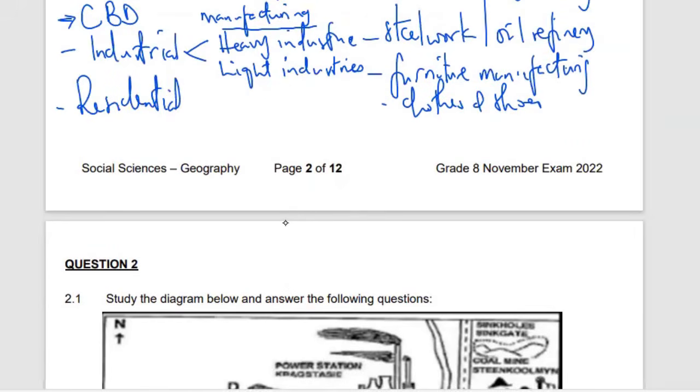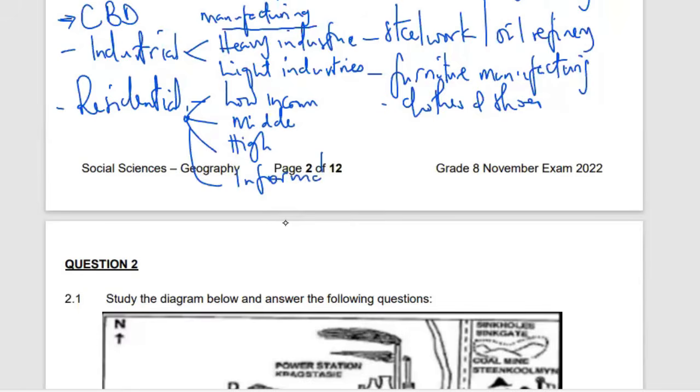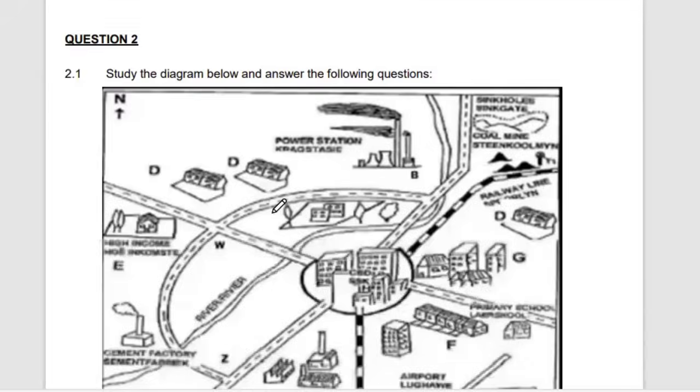And we said our residential land use zone is a zone for the residents of the urban area, which means people staying in the urban areas, they have got places to stay. And our residential areas are classified according to the level of income. We have low income residential areas. Then we have middle income residential areas. And then we have high income residential areas. And also we have informal settlements.